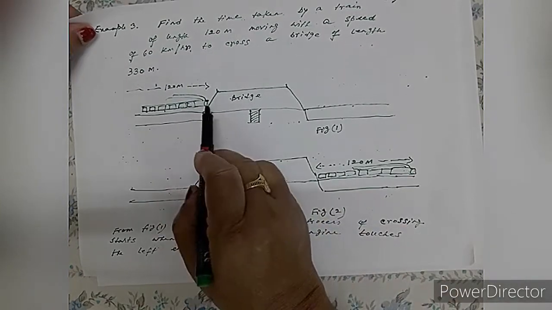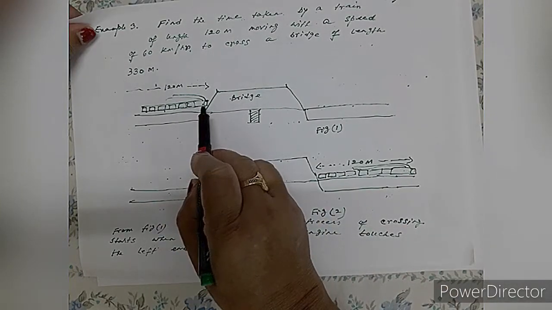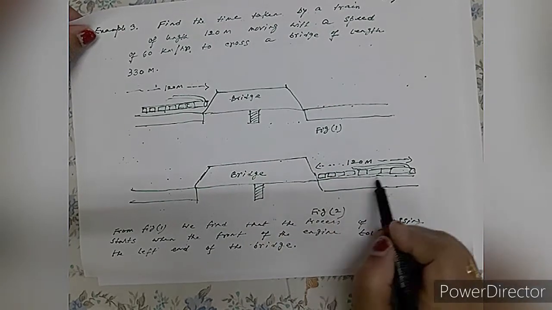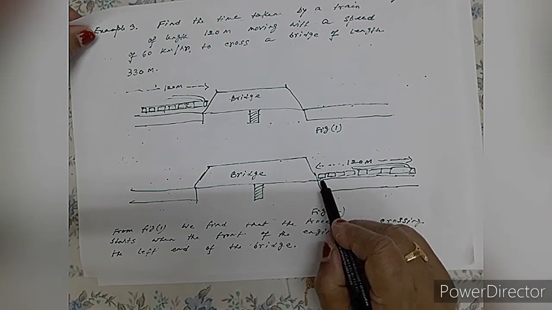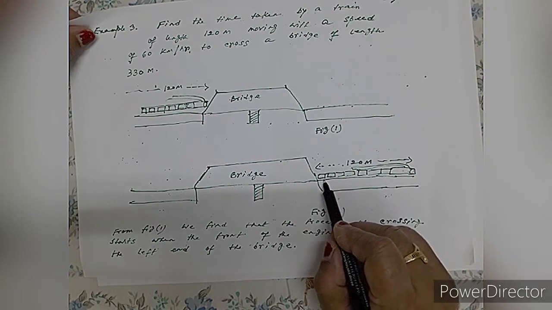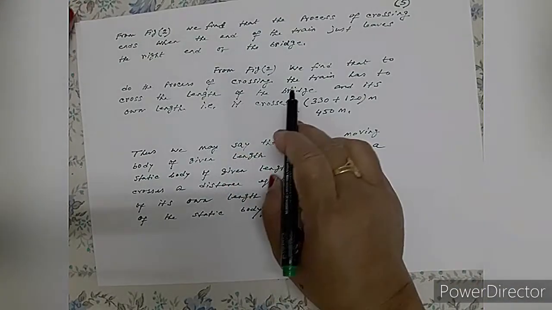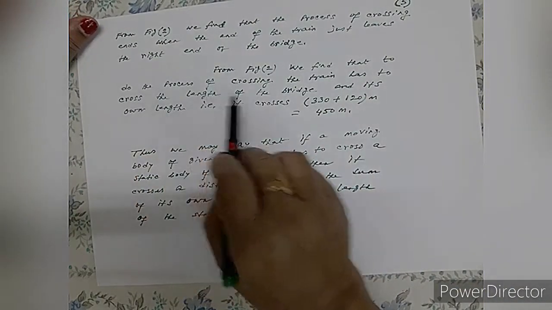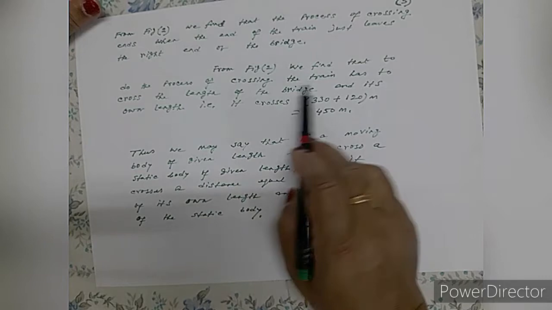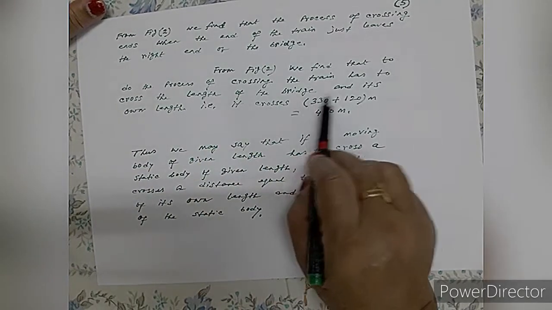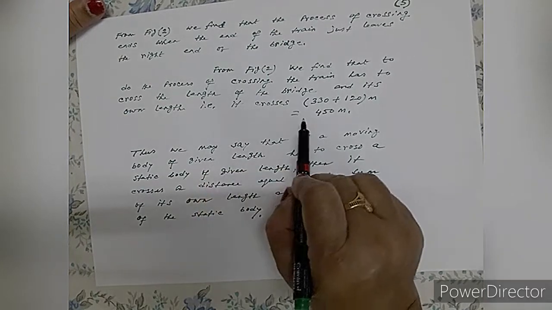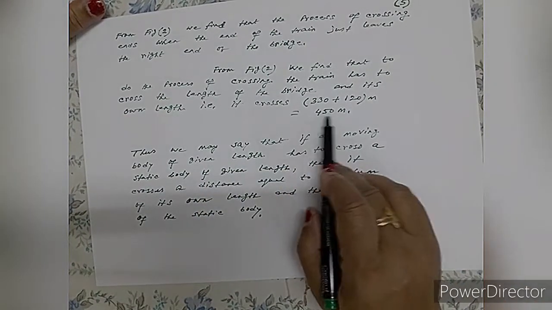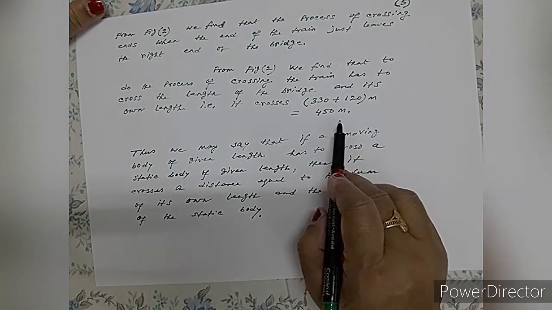The process of crossing starts at the left of the bridge and ends at the right end of the bridge. Got it? Okay. So, from figure 2 we find that to do the process of crossing, the train has to cross the length of the bridge and its own length. That is, 330 plus 120 meter is equal to 450 meter.